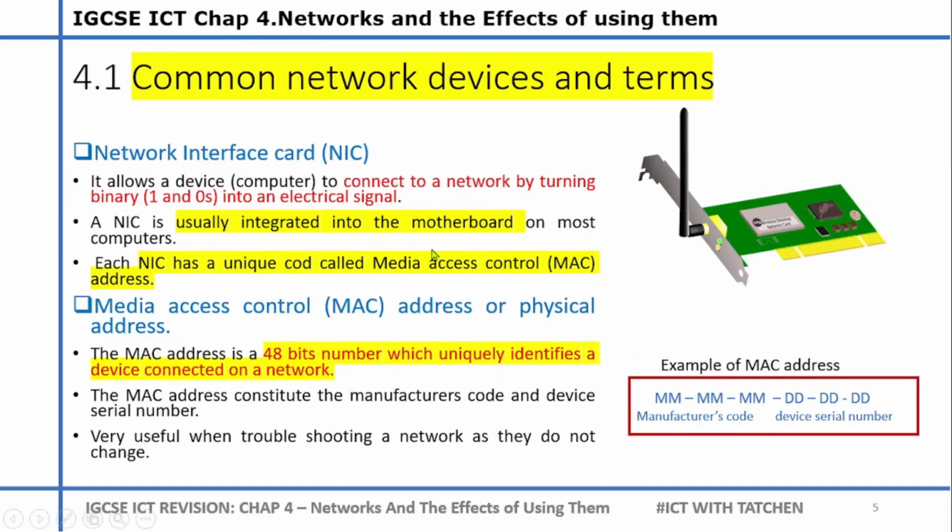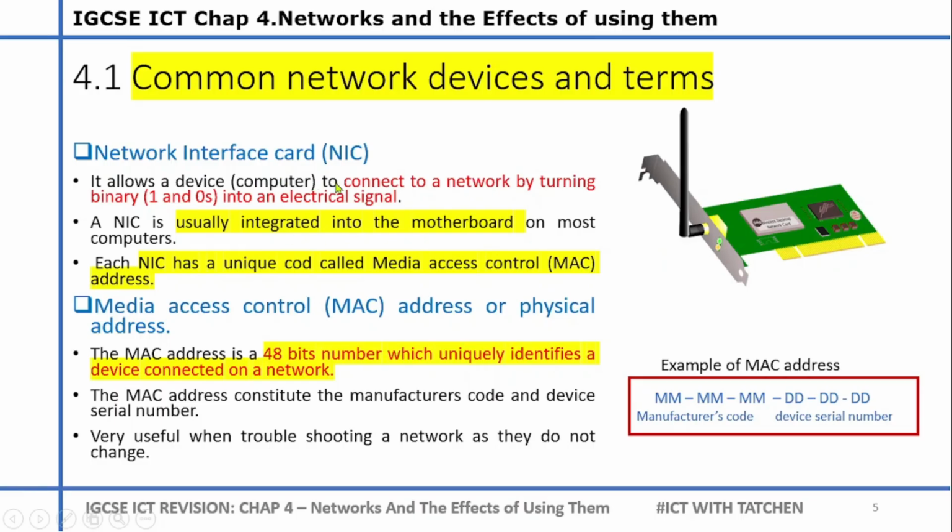Now, let's look at computer network devices and some terms. Not in any particular order, we'll look at devices together with the terms. So the first device, which is in fact one of the most important, without this, you cannot access the internet. That is what we call the network interface card. That's the NIC. So without a network interface card in your computer, you cannot access the internet.